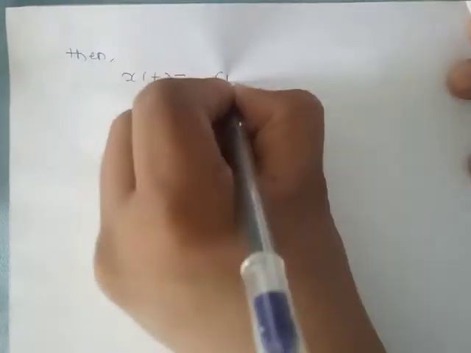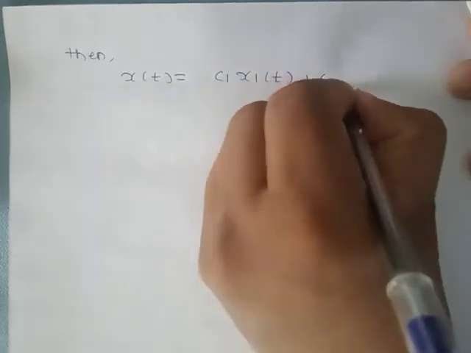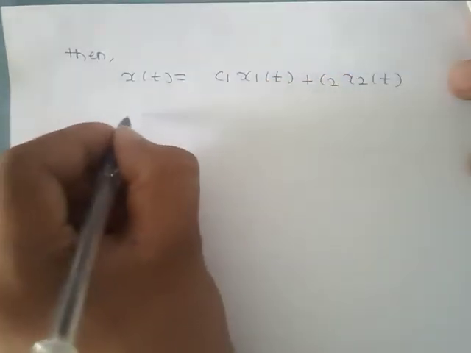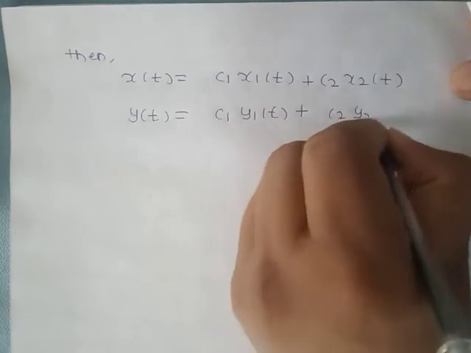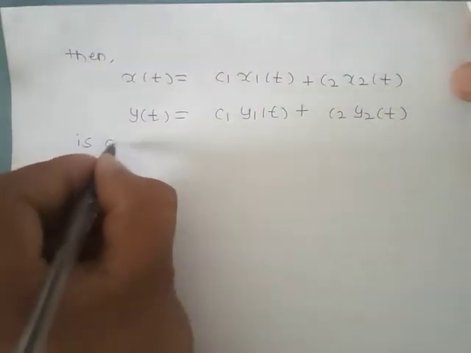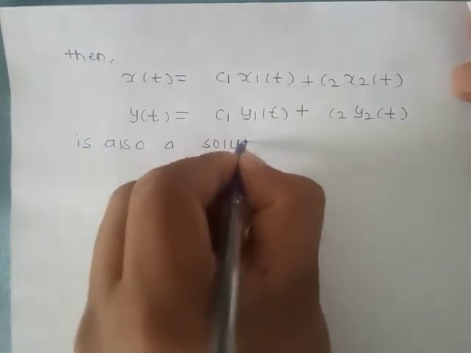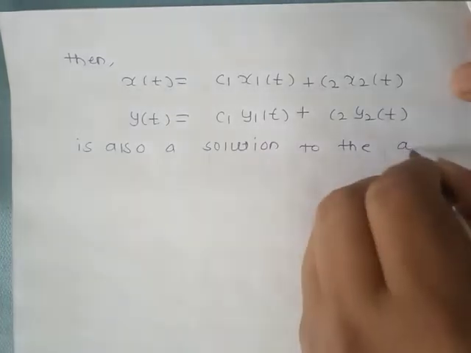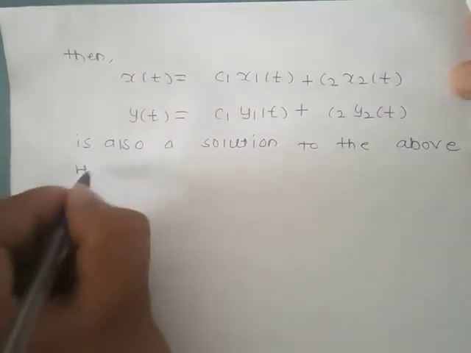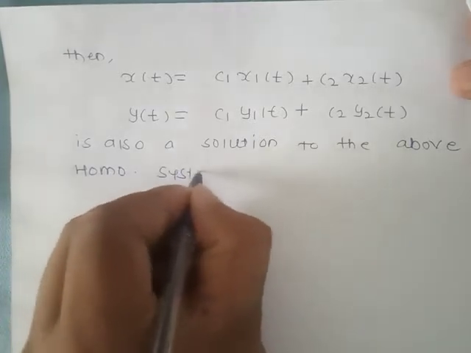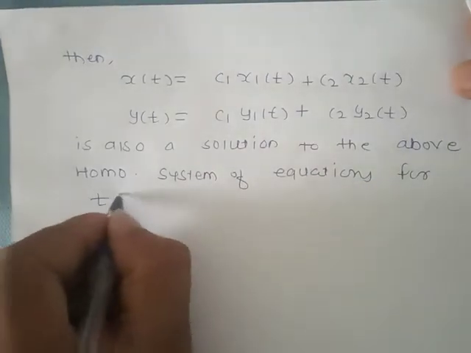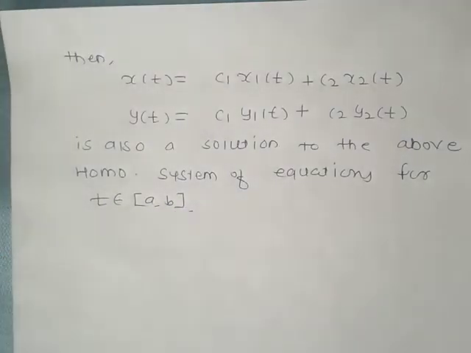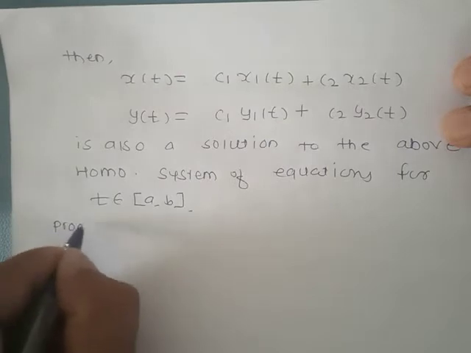Then x of t is equal to c1 x1 of t plus c2 x2 of t, y of t is equal to c1 y1 of t plus c2 y2 of t is also a solution to the above homogeneous system of equations for t belonging to the closed interval [a, b]. Proof.